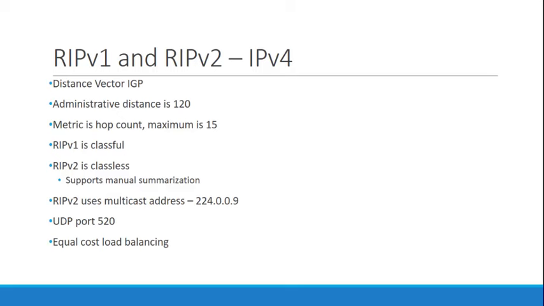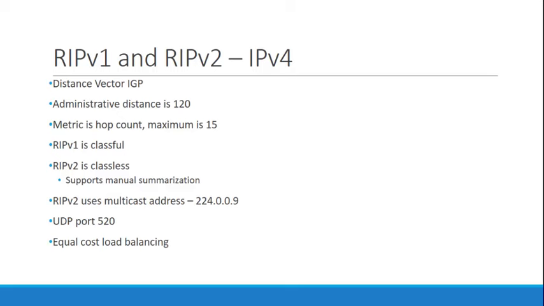RIP version 2 uses multicast. So RIP version 1 broadcasts routing updates, whereas RIP version 2 multicasts them to those that are interested or participating in RIP. Its multicast address is 224.0.0.9. The transport protocol RIP uses is UDP, and it uses port 520.